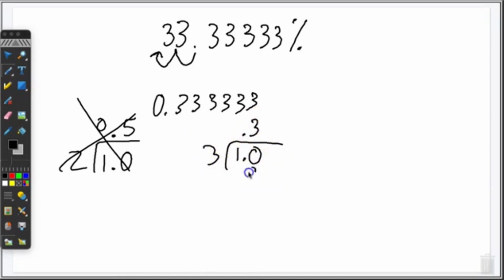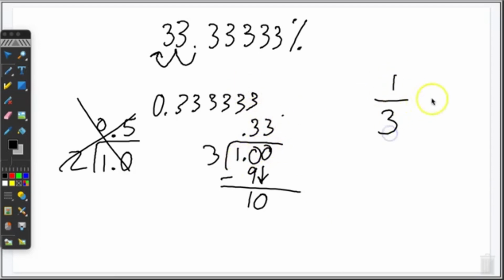3 times 3 is 9. 1. 3 doesn't go into 1, so I add a 0, bring it down. 3. Clearly, we can already see it's the answer. All right? So 1/3 will equal 0.33333 or 33.33333%. Okay? Very easy stuff.